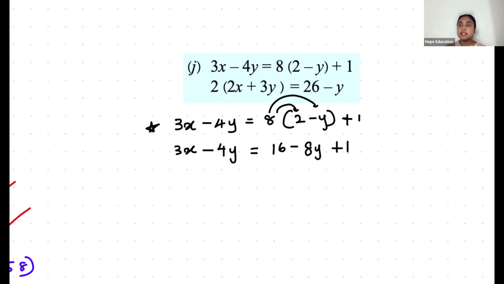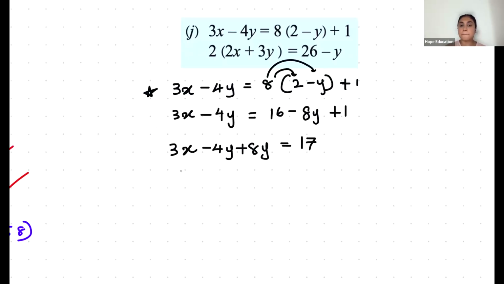Now x and y we have to bring to the left side. So here 3x is there, minus 4y. This minus 8y, I'm going to bring to this side, then it becomes plus 8y. Then what do we have on this side? 16 plus 1, that is 17. Then 3x, here minus 4y plus 8y means plus 4y, equals 17. This is my equation number 1. See, it looks very nice. Is that clear to all of you, Lamai?